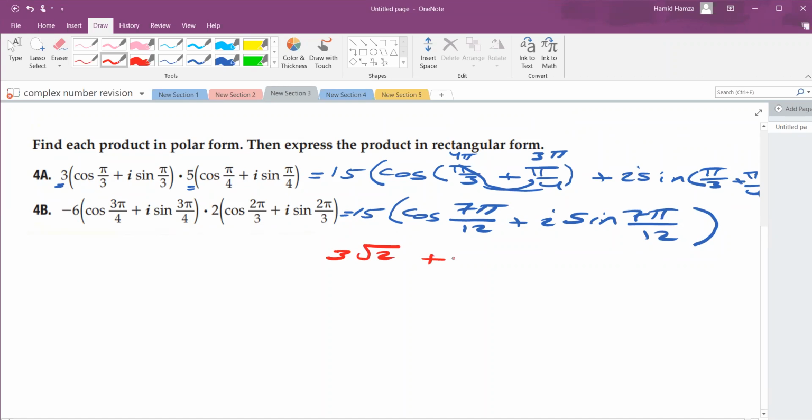Okay, plus i. We also multiply by 5, so 15, I'm sorry, not 5, 15, and 15. This should be 14.49.